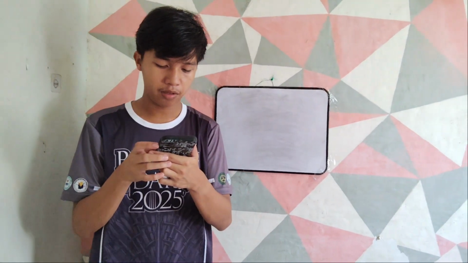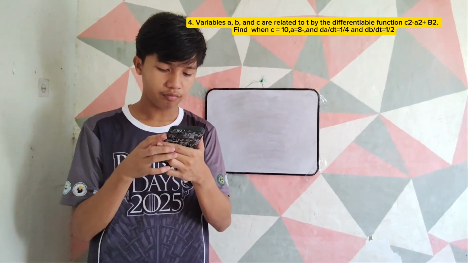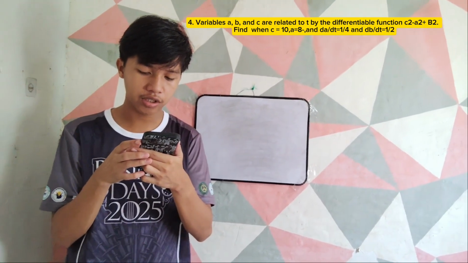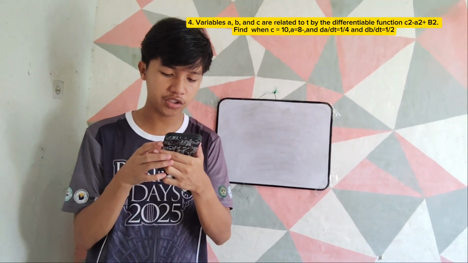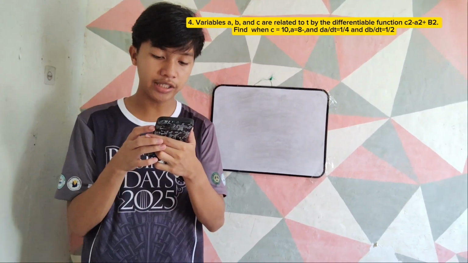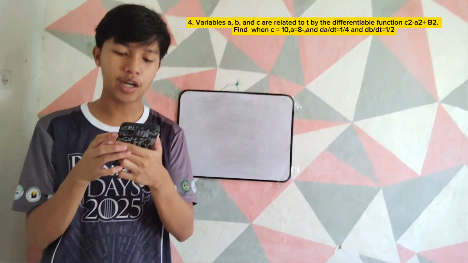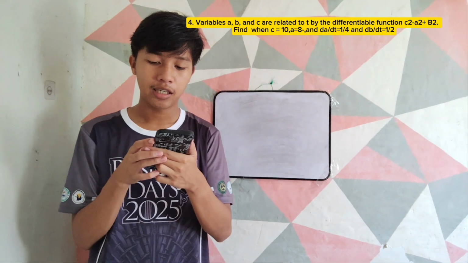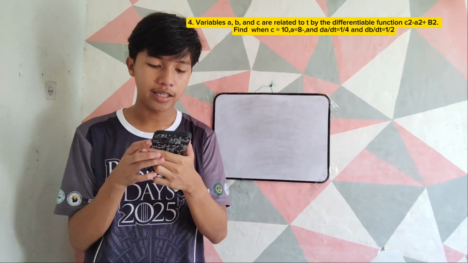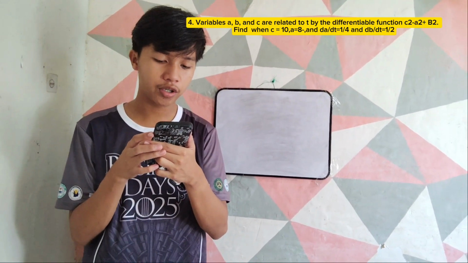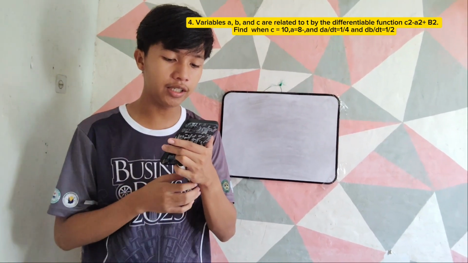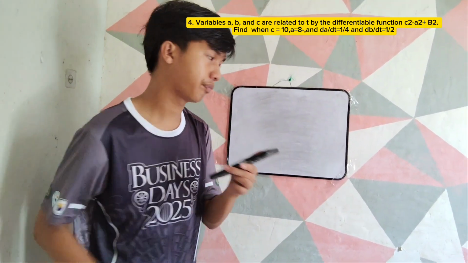So our next problem: the variables a, b, and c are related to t by the differentiable function c squared is equal to a squared plus b squared. You are asked to find dc with respect to time when c is equal to 10 and a is equal to 8. Therefore, dA over dt is equal to 1/4 and dB over dt is equal to 1/2.